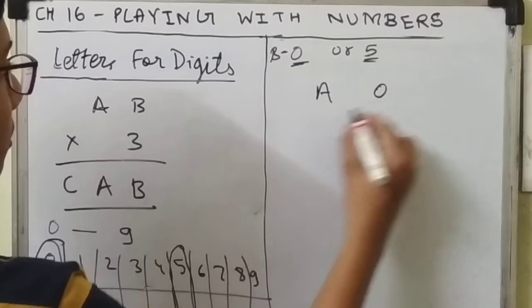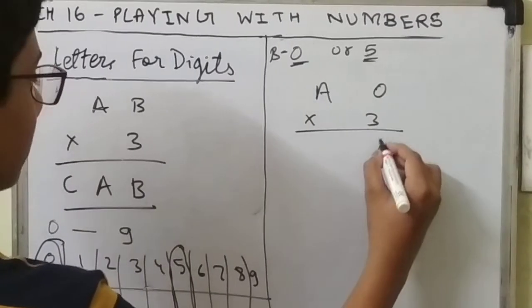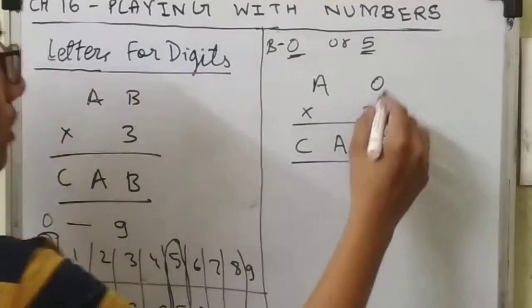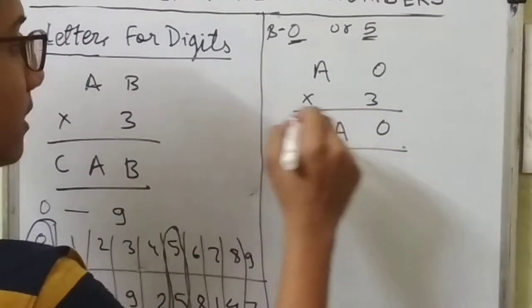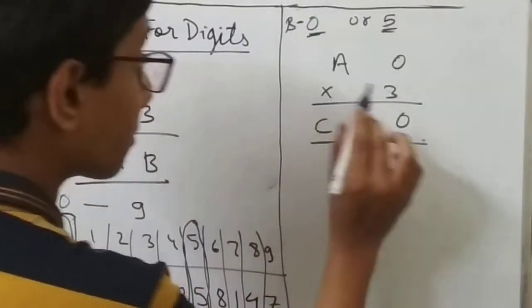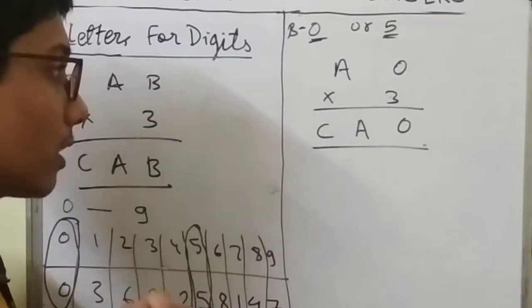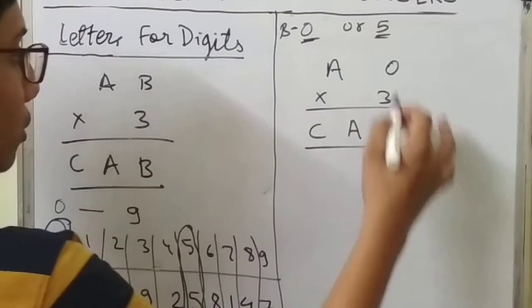A times 0, that means 0. Now our problem is modified. Now here 0 3 0, 3 A's are A. Now focus on carry. If you will be considering 5, there will be carry, so we take care of that. There is no carry because 0 times 3 is 0.